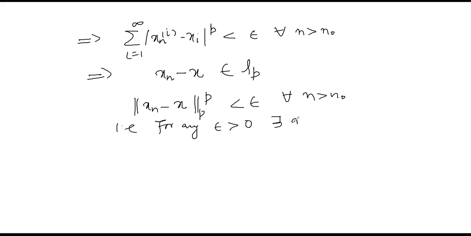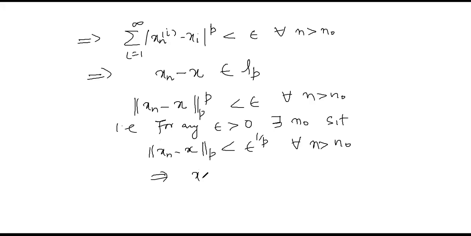there exists an n naught such that the p-norm of xn minus x is less than epsilon raised to power 1 by p. It doesn't matter, it's still a positive number, an arbitrary positive number. So which means that xn converges to x and xn minus x belongs to lp.